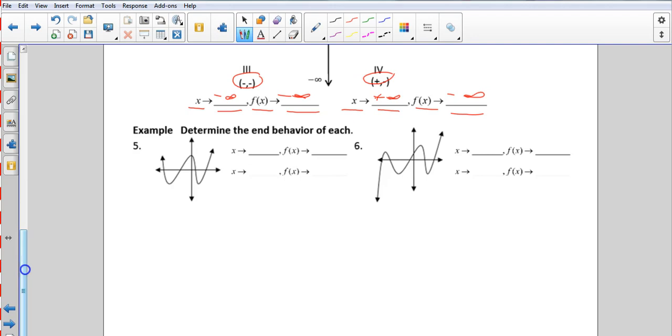So, look at what quadrants they're ending up in. Okay? Once again, this is quadrant 2, and quadrant 2 is negative, positive. And quadrant 1 is positive, positive. So all you do is fill in the blanks that way. As x approaches negative infinity, so it's going this way, negative infinity, this is going up. Y is going up towards positive infinity.